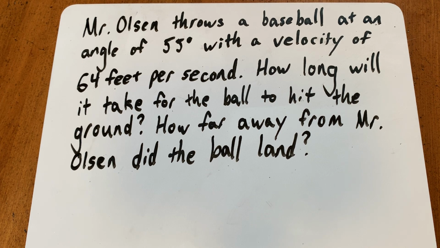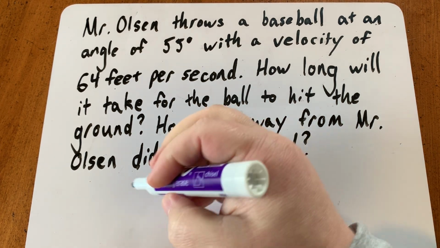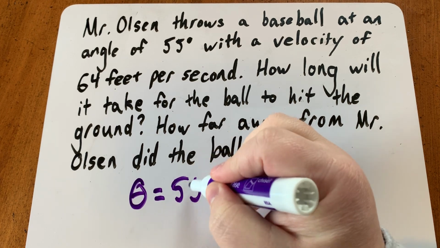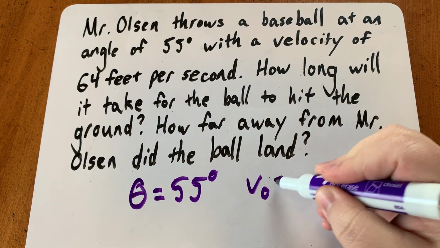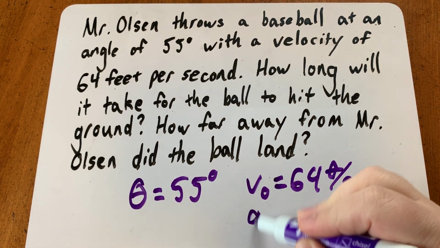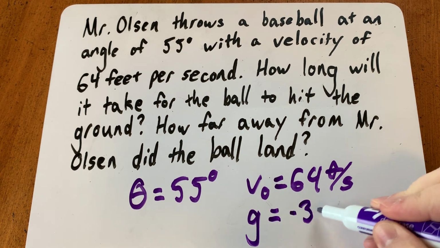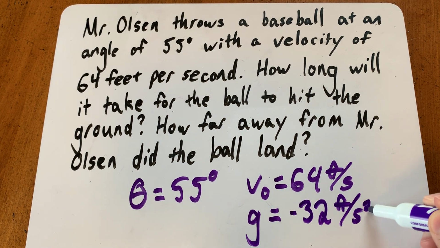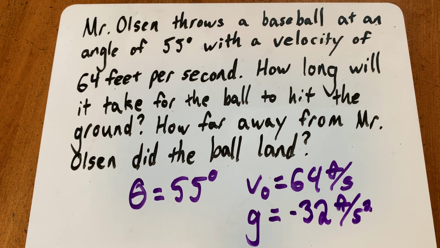So the things we can get from this right away is we know our theta is 55 degrees, and we know our initial velocity is 64 feet per second. Since it's feet per second, our gravity is going to be the negative 32 feet per second squared, because we want to maintain common units. We're not told anything about his initial position, so we're going to assume that x sub 0 is 0, and y sub 0 is also 0.